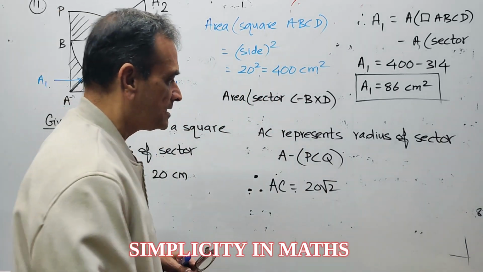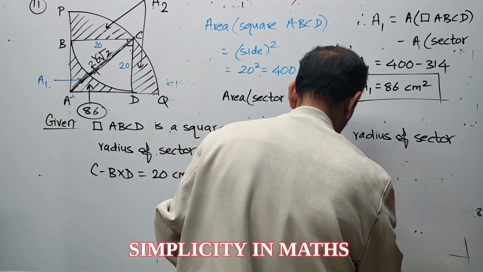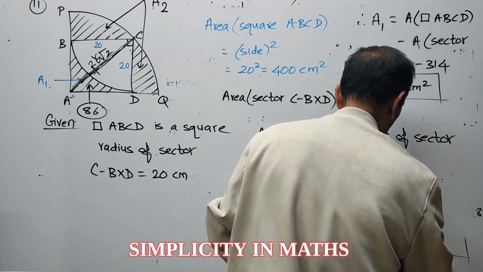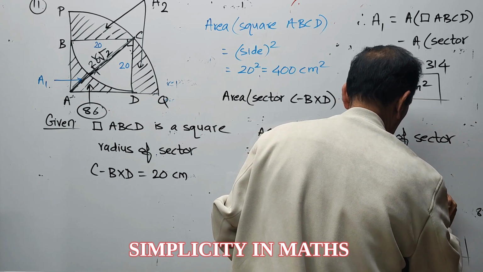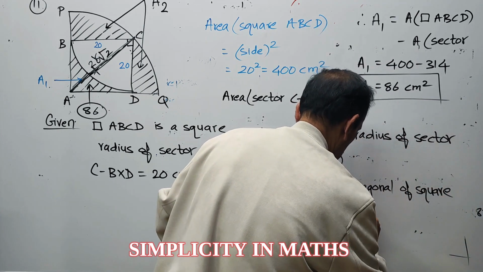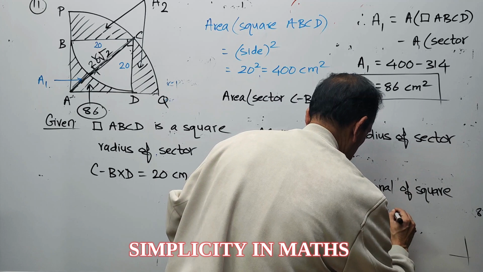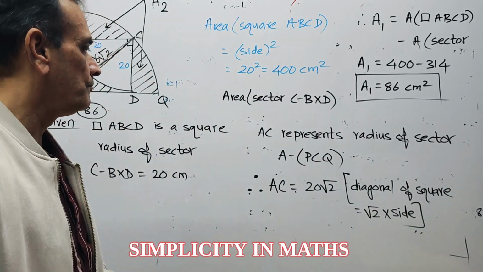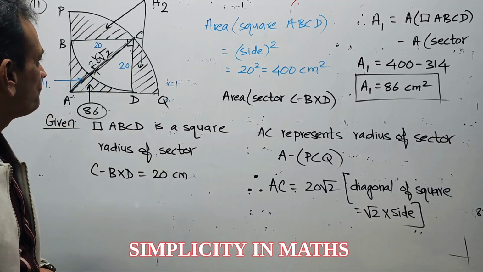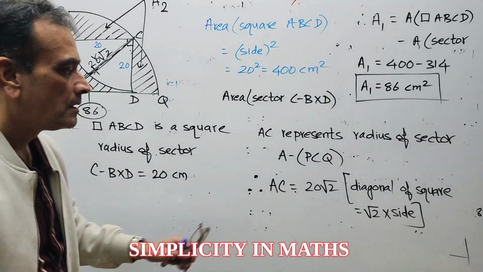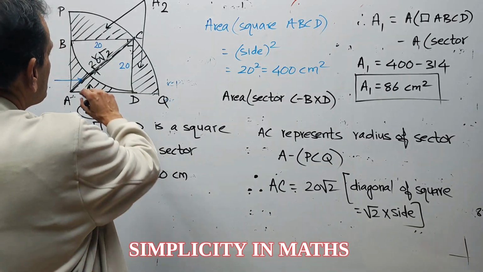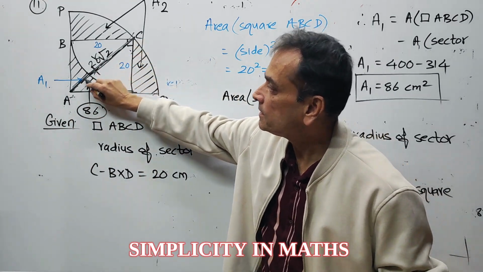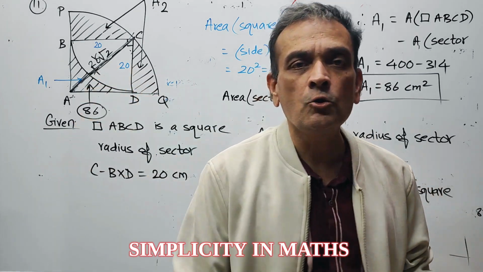You can write the reason. Diagonal of square is root 2 times the side. Therefore, R, radius of the big sector, look in the diagram. This is the radius of the big sector, which we got as 20 root 2.